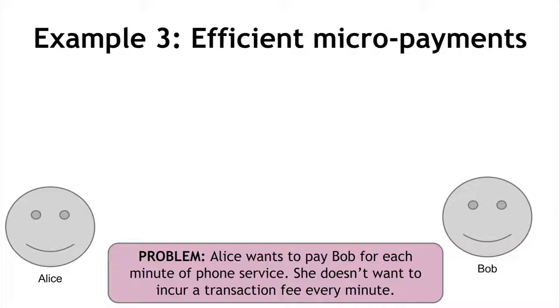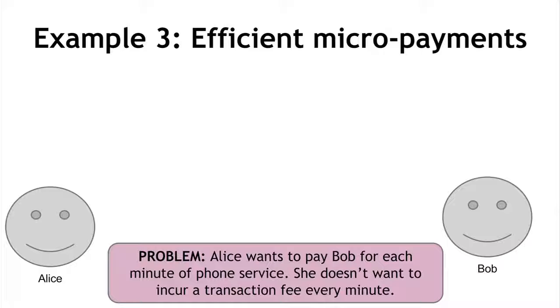Now you can see why a solution that won't work here is to simply create a Bitcoin transaction every minute that Alice speaks on the phone. That's going to create too many transactions, there will be too many transaction fees, and nobody's happy about that. The simple solution here is to create a new low-value transaction every minute that Alice talks on the phone. So if she talks for 2 hours, you might need over 100 transactions.